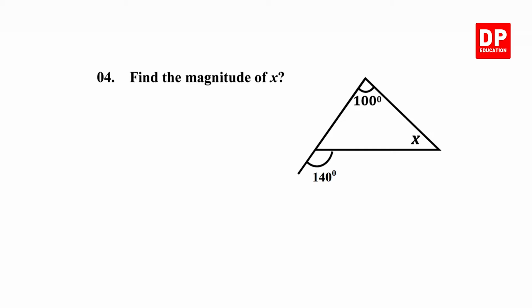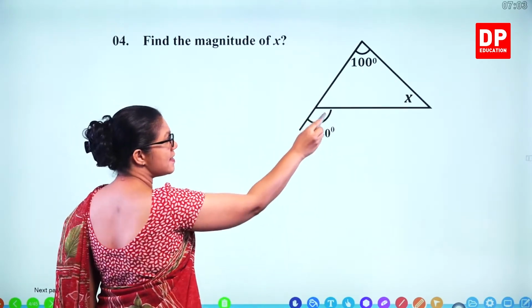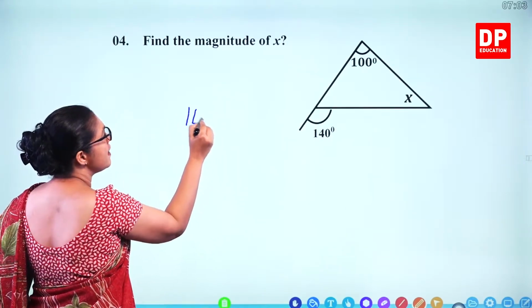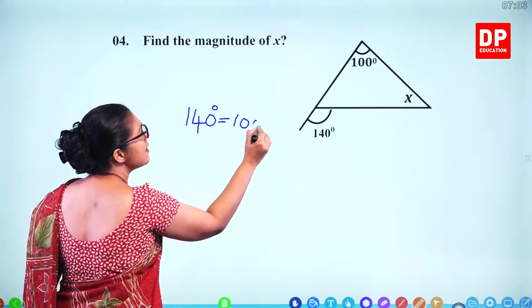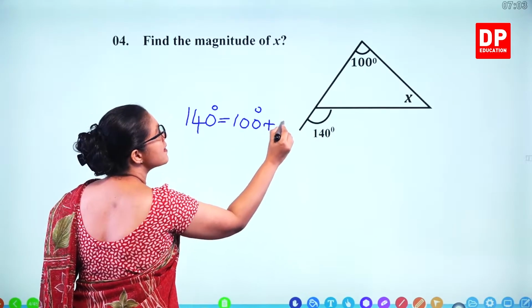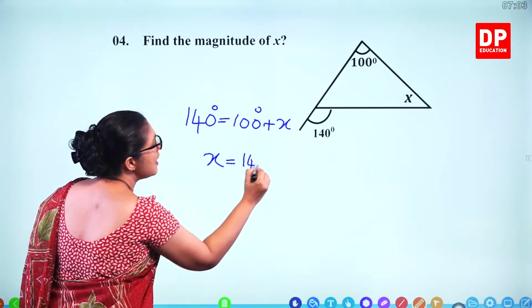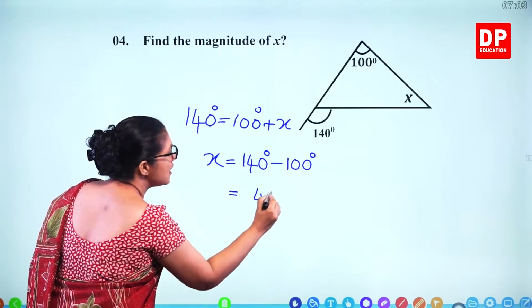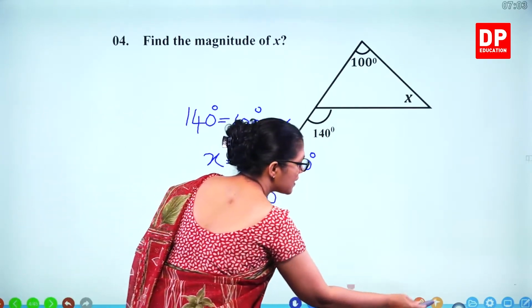Let's take question number 4. Find the magnitude of x. So this is a triangle and these are the 2 opposite interior angles. So this is the exterior angle. So how can we write it down? The exterior angle is equal to the sum of the opposite interior angles. So 100 plus x equals 140. So how can you find x? x becomes 140 minus 100. So you get 40 degrees as x. So you get 2 marks for that.